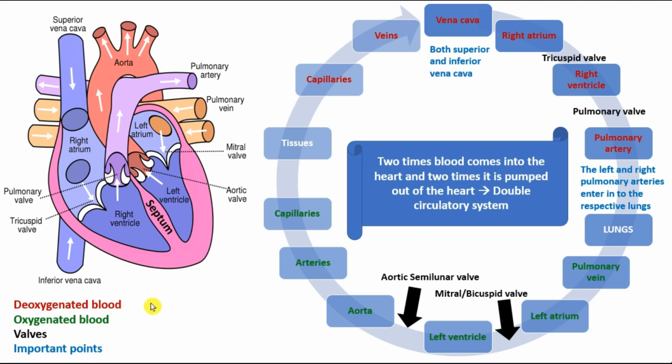Once you're familiar with this circulation, you won't have any doubts about where the blood comes, where it goes, how it goes. And if you're clear with this, you might have noticed that 2 times the blood comes into the heart and 2 times the blood is pumped out of the heart. This is known as the double circulatory system.